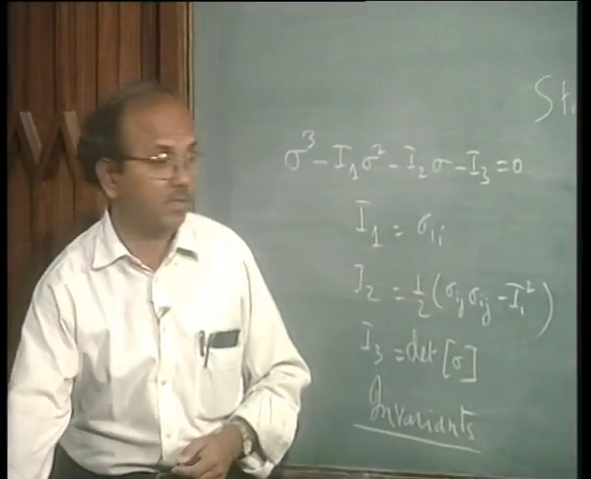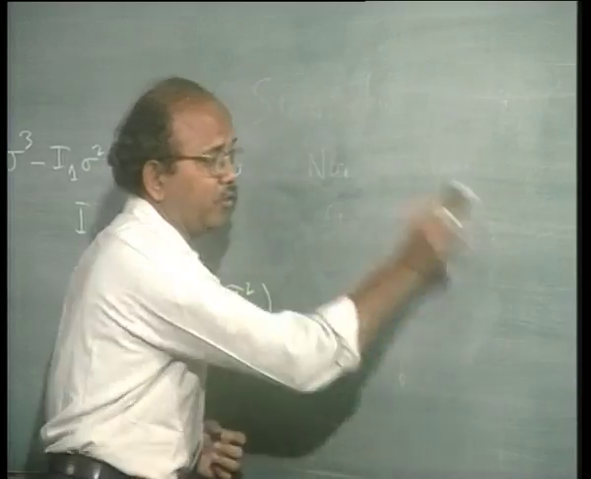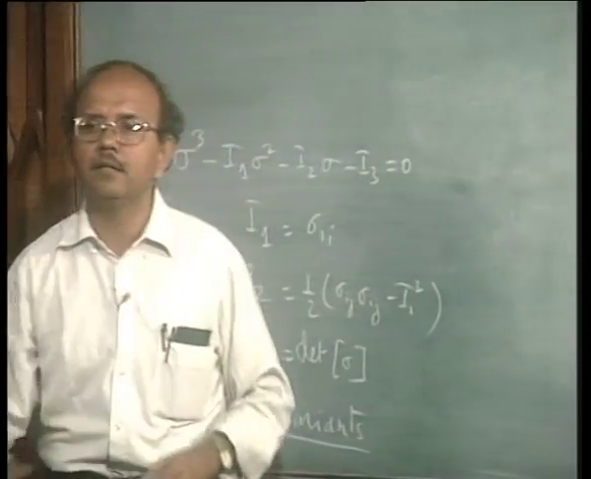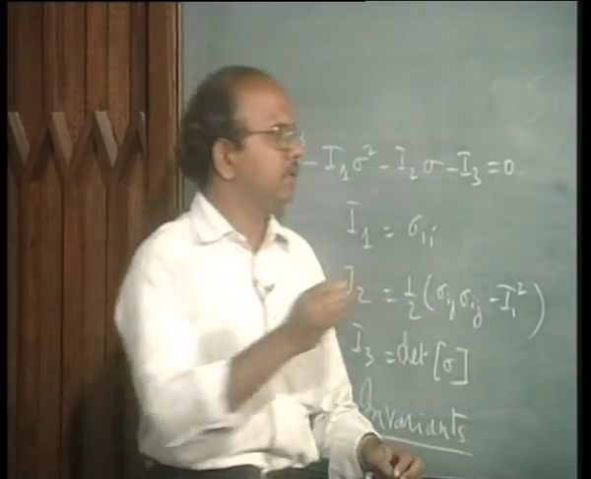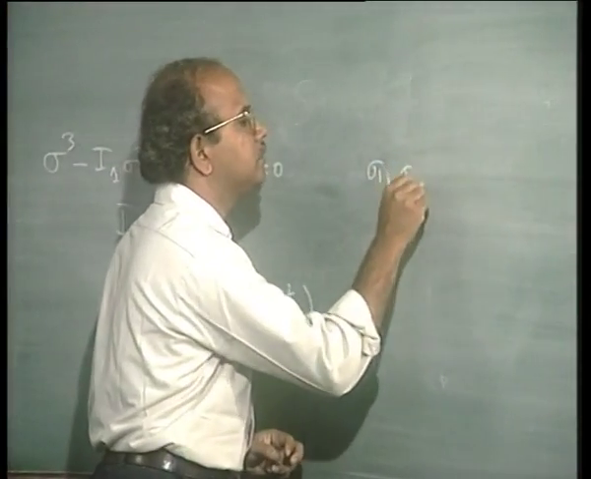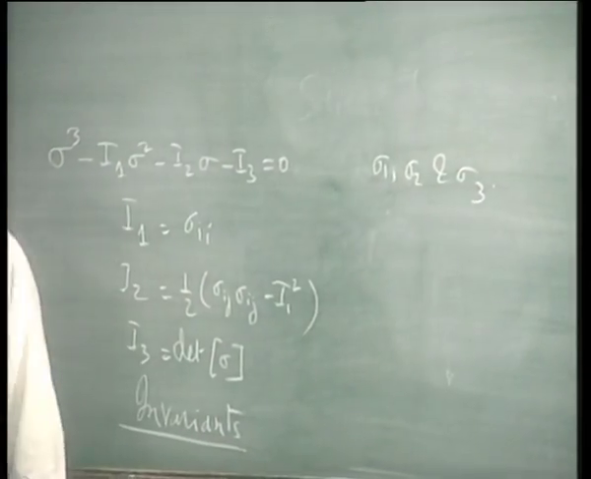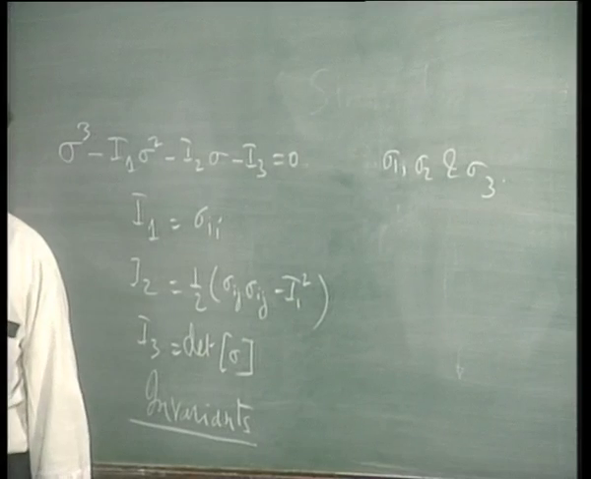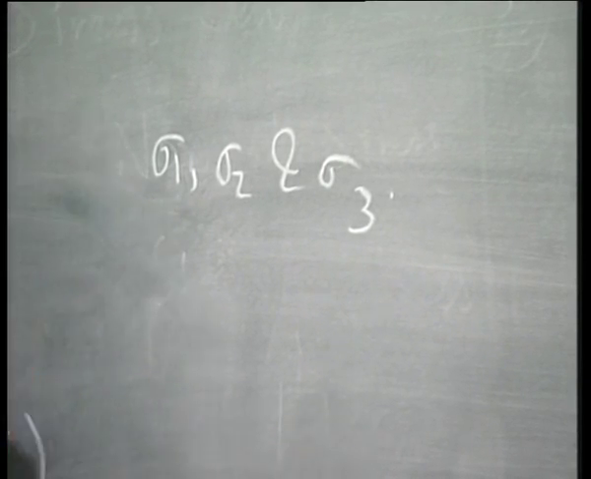So, first of all, when I solve the cubic equation, what am I going to get? I am going to get 3 values of sigma. In other words, I am going to get sigma 1, sigma 2 and sigma 3. What are these things? Sigma 1, sigma 2, sigma 3, they are the eigenvalues of the matrix sigma.